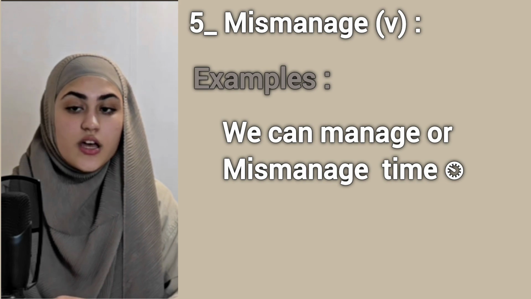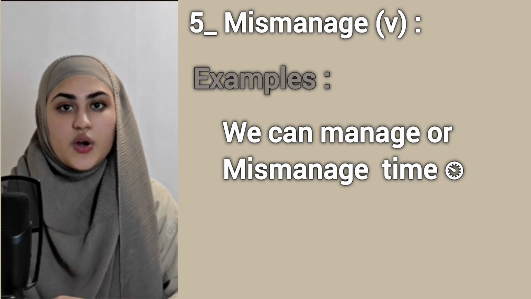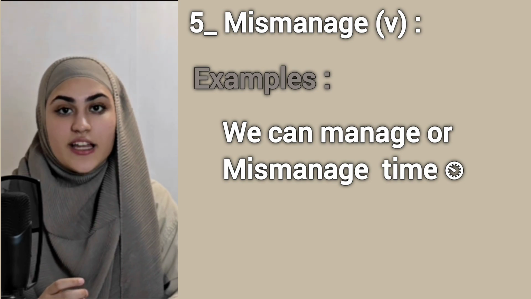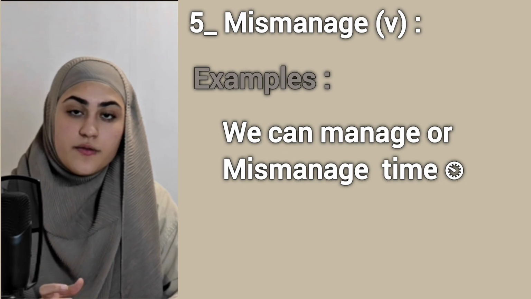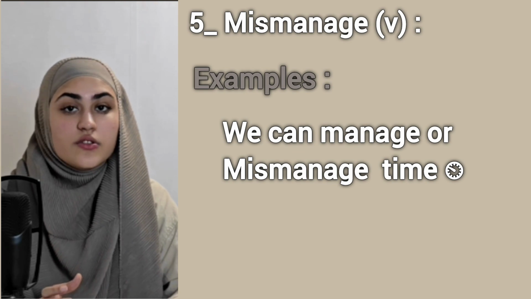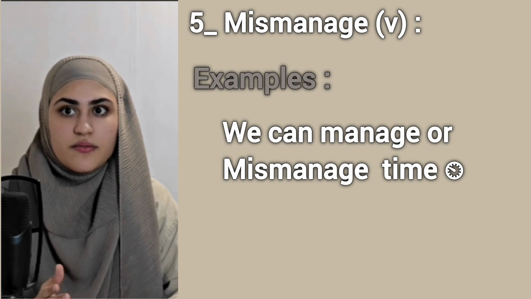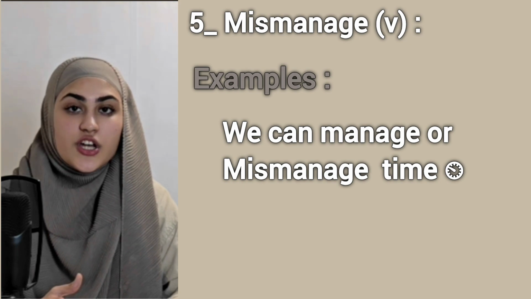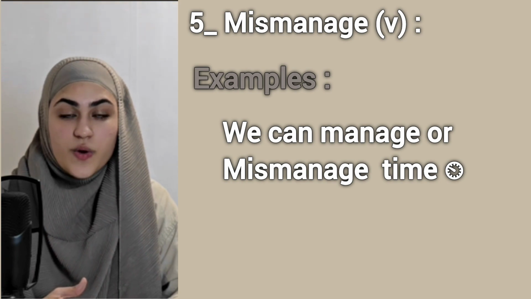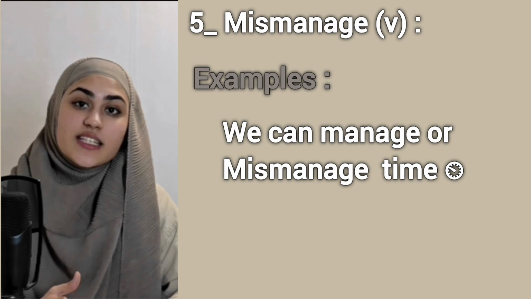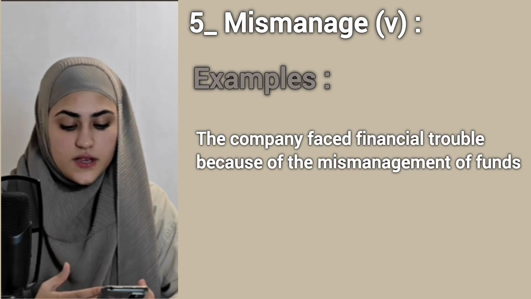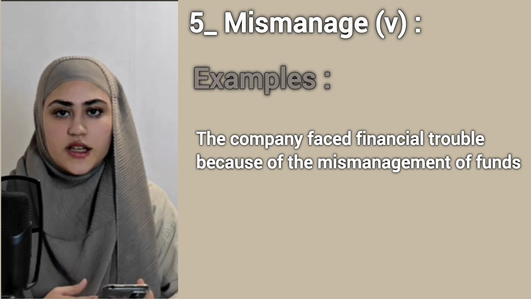We can mismanage time. This is so important. Many times we're managing our time. We're, for example, making a schedule. We are making sure that everything goes well and we use our time effectively. But when we mismanage the time, that means we don't do that. We lose our time and we just have a lot of time wasted. So that means that we weren't able to manage our time correctly and in a good way, in an effective way. When we mismanage our time, we can face a problem because of the mismanagement of something, okay?